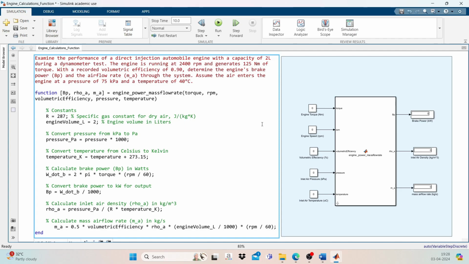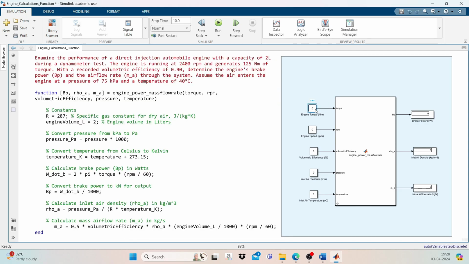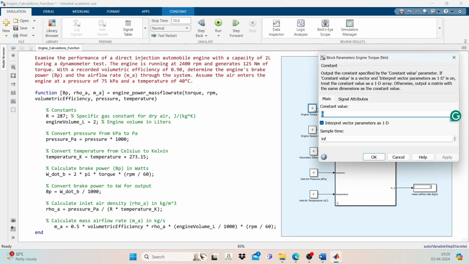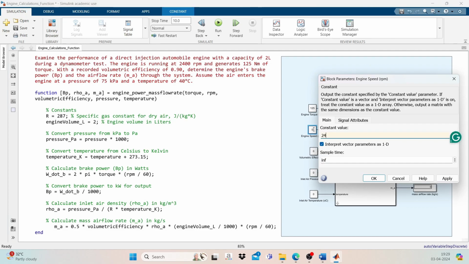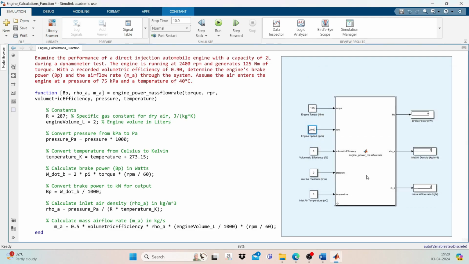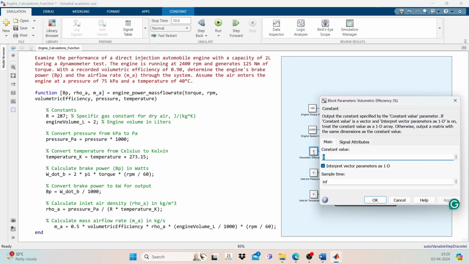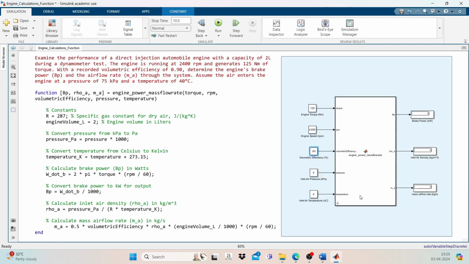Now let us go and try to substitute the inputs to the function block. So let's go to the question now. So the torque is given as 125 Newton meter. So let me give torque as 125 and the speed is 2400 rpm. Okay, then the volumetric efficiency is 90%. So 0.90 is the volumetric efficiency.